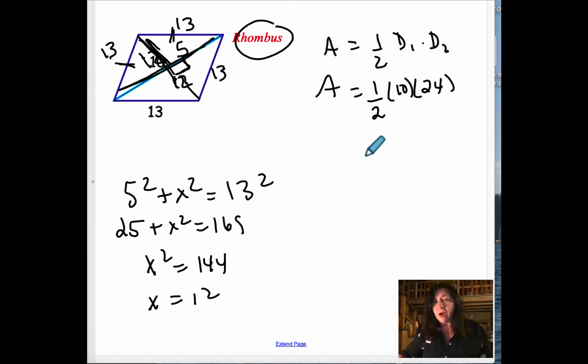All right, so now we go, 2 divides into 24 12 times. 12 times 10 is 120 units squared. So that's the area of my rhombus. See, I told you I need more space.